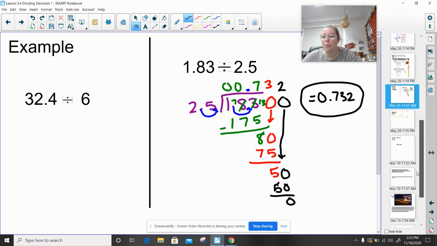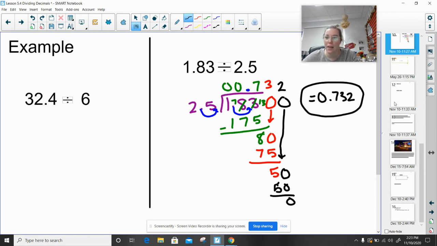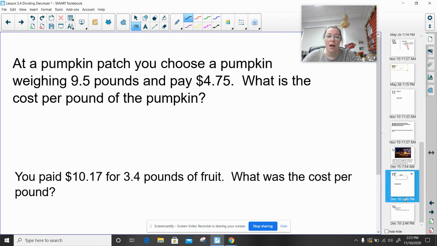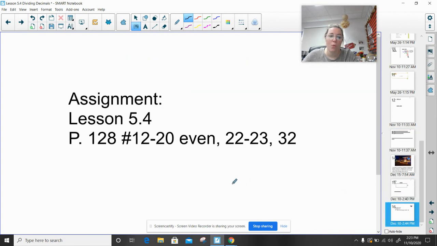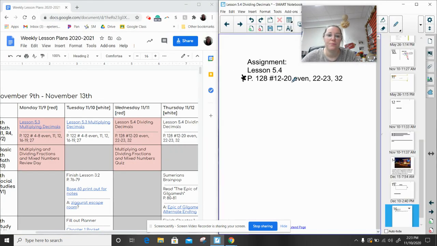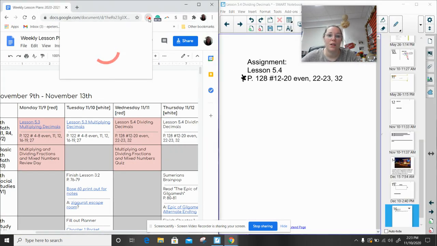Okay, so I will get up and we will do some practice problems together, some regular practice problems, some story problems. But your homework is in your book. This is actually correct. So page 128, 12 through 20 even. So 12, 14, 16, 18, 20, 22, 23, and 32. Okay, I will get up now and we will do a little bit of practice.